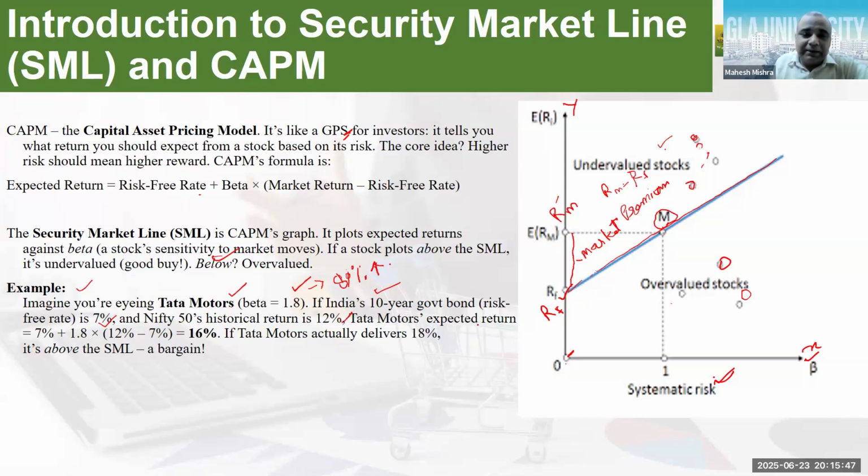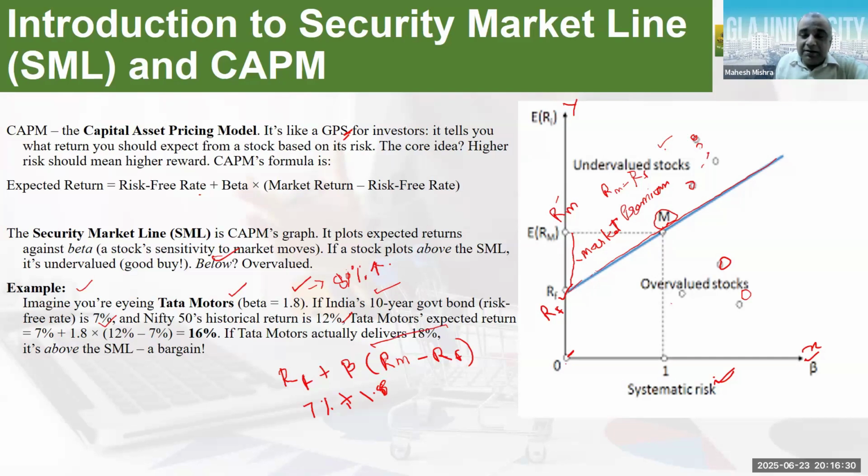The Tata Motors expected return: just use the CAPM formula. The CAPM formula is equal to RF plus beta, RM minus RF. This is the formula, and put the values. RF is 7%, okay? Plus beta is equal to 1.8, which is given in the question.